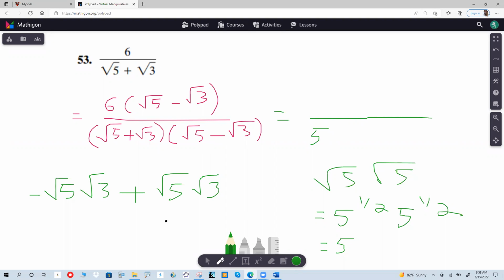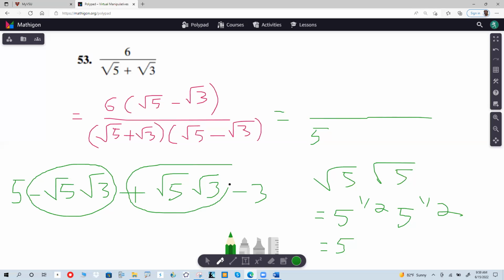Now I'm going to show it to you here, just like before. Square root of 3 times square root of 3 is 3. And this plus and this minus will make it minus. So I'm going to write -3. And just to be consistent, let's stick this 5 here. Now this guy and this guy, they're really the same, except they have opposite signs. They cancel each other out. What am I left with? 5 minus 3.